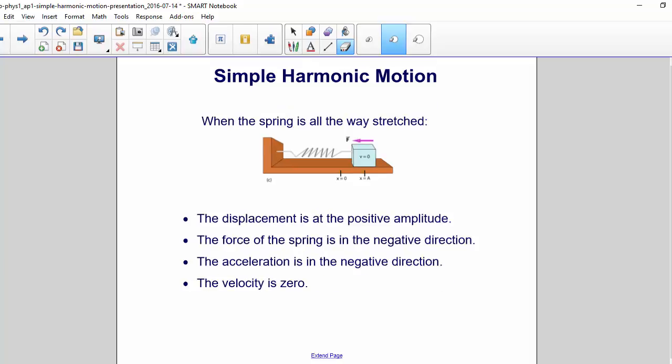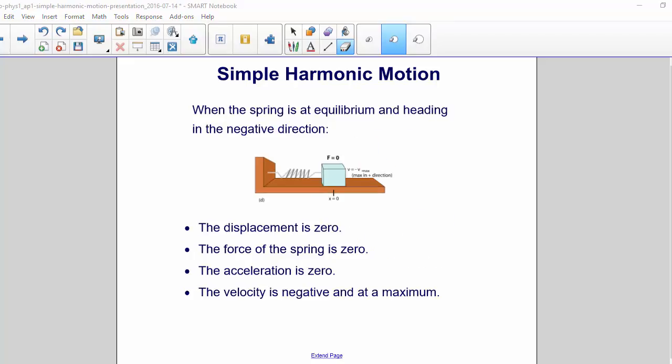When the spring is all the way stretched, the displacement is at the positive amplitude, the force of the spring is in the negative direction, the acceleration is in the negative direction, and the velocity is 0. When the spring is at equilibrium and heading in the negative direction, the displacement is 0, the force of the spring is 0, the acceleration is 0, and the velocity is negative and at a maximum.